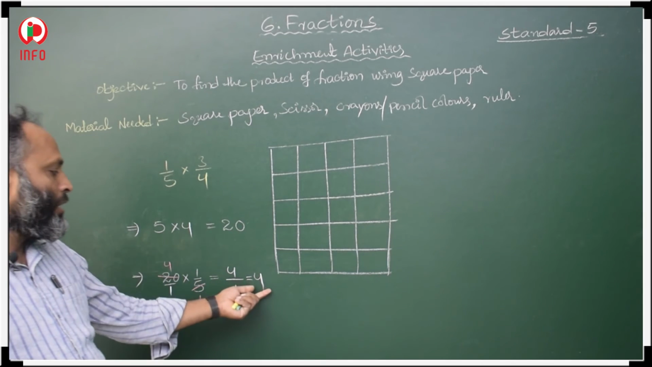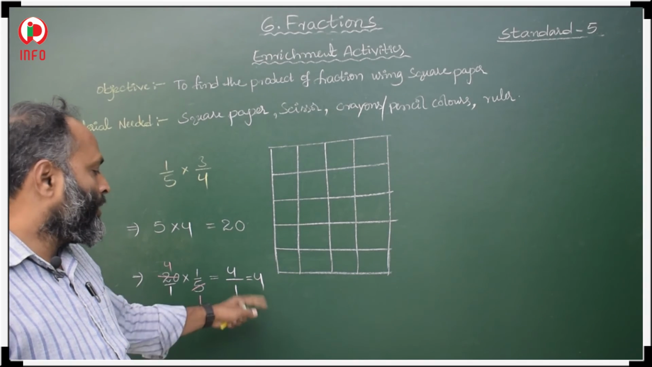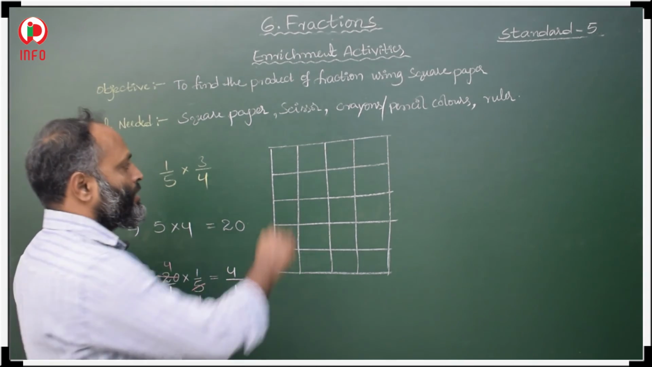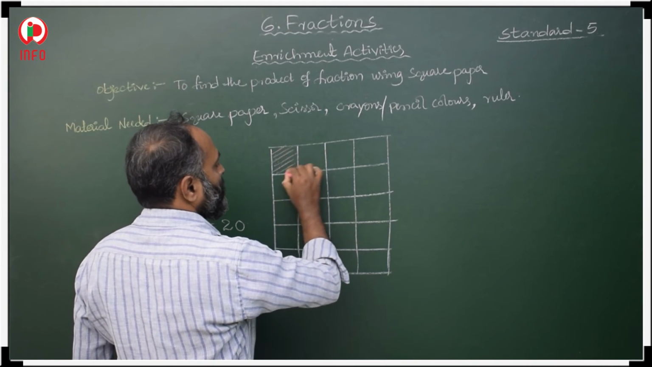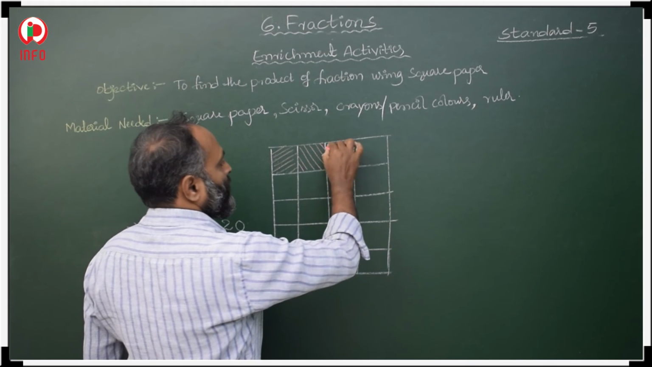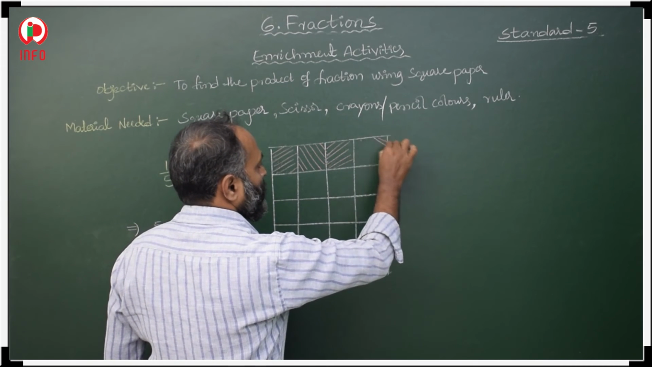So how many square grids do we have to shade in a row? 4 grids we have to shade. In a row 4 grids we have to shade. First, second, third, then fourth.